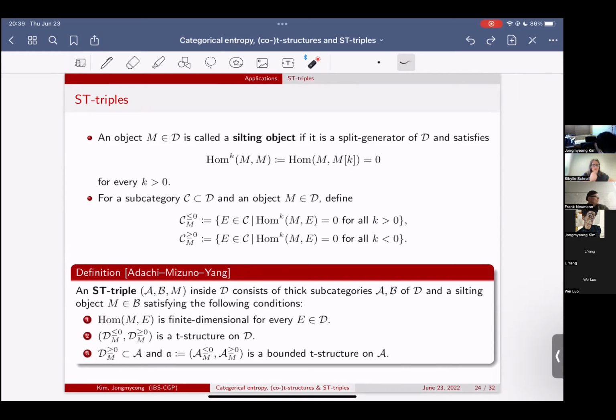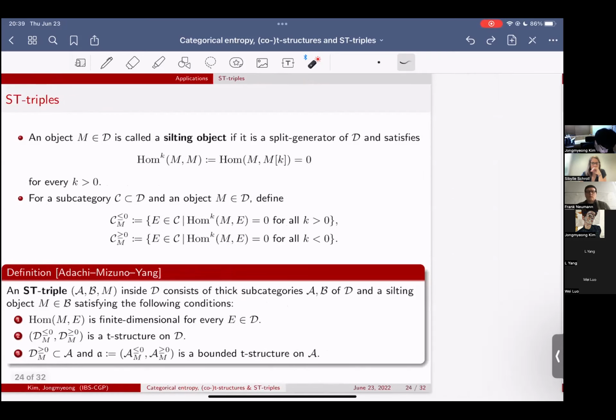The most important condition today is the third one. This condition says that A has a bounded t-structure of this form. And as we will see soon, for an ST triple (A, B, M), the category B has a bounded co-t-structure. So we want to apply the previous results to such a situation. So let's see some examples of ST triples.